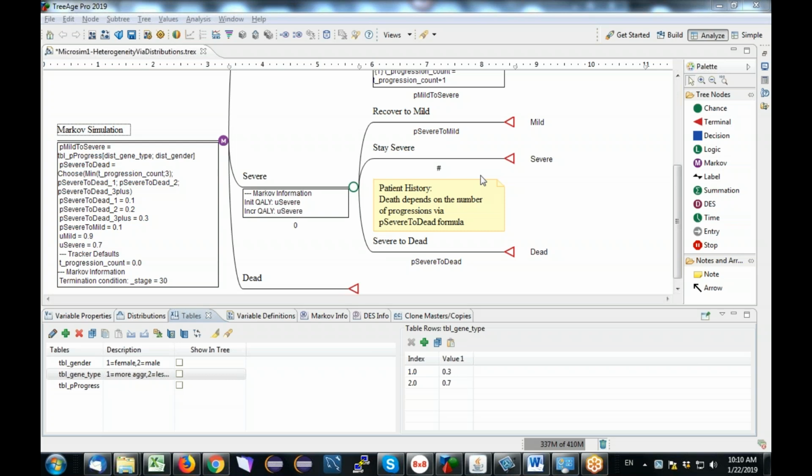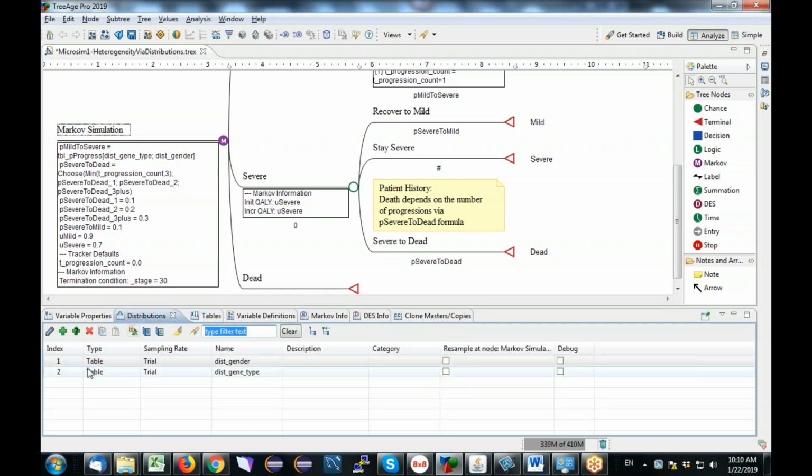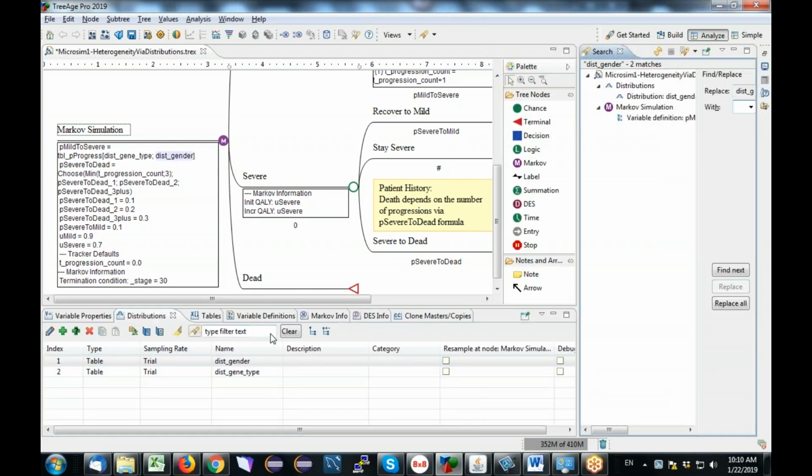If there weren't any impacts, so we need to look at where those values affect the model. So if I didn't know where they were and someone gave me a model, I could really just go in here, find that distribution, and do a little find here. And it'll show me all the places where it's used.